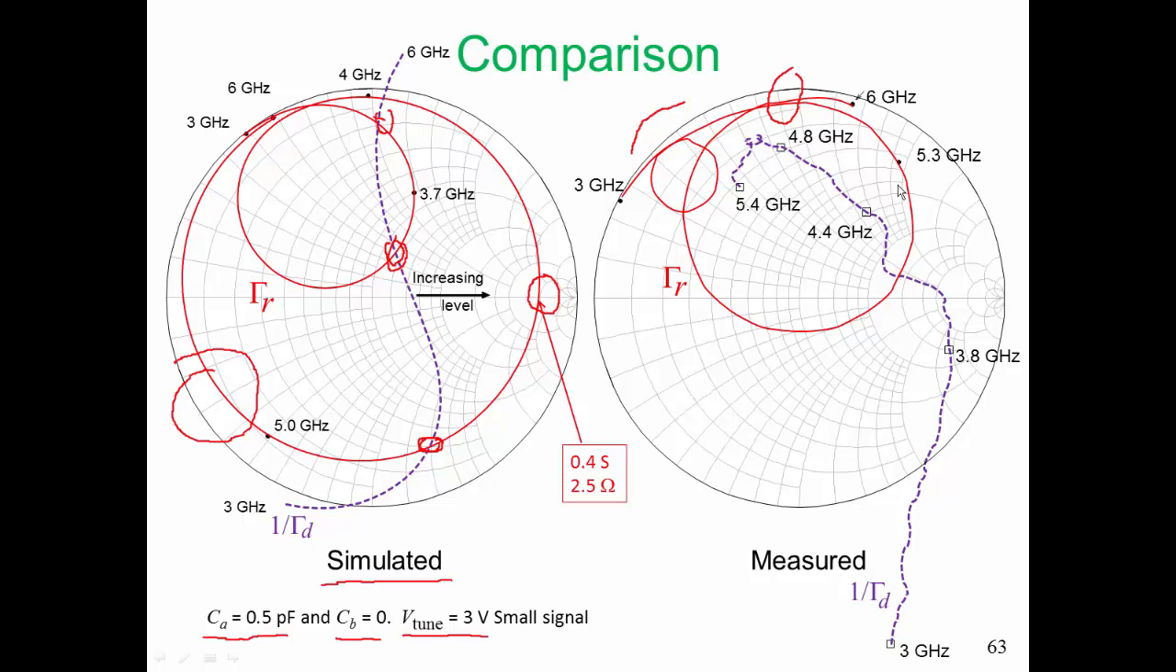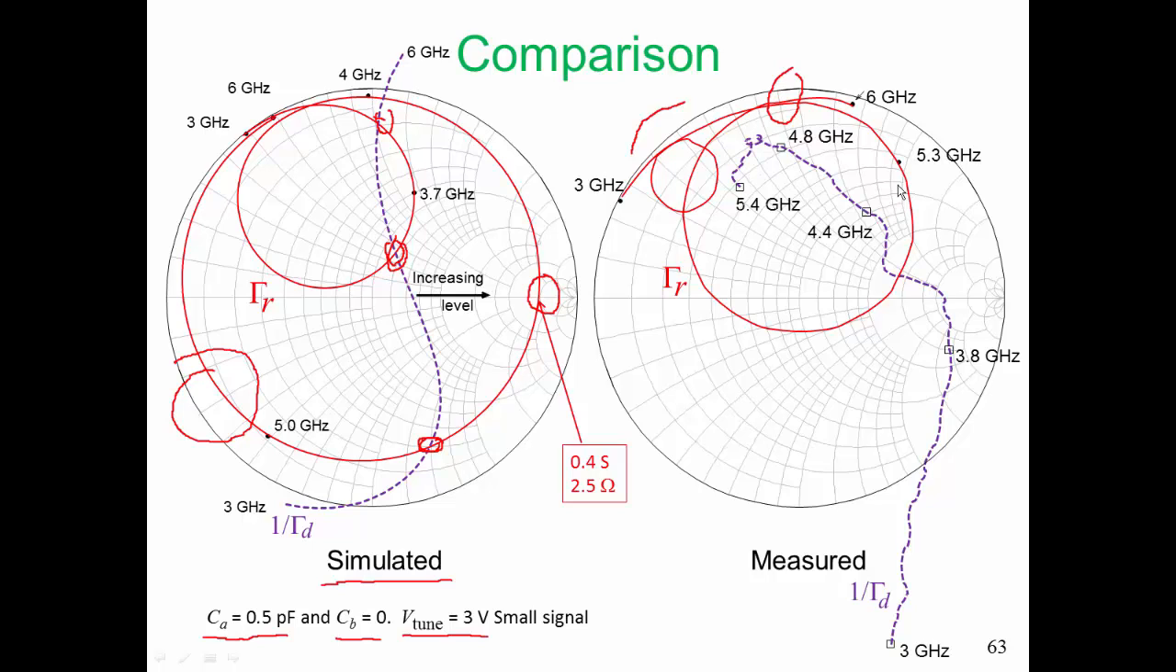Now, I did say that we have introduced some parasitics in our measurements, and we've dampened down the resonance, and that's the reason why those red gamma R curves look a little bit different. But we've also introduced parasitics into our active network, and so the measurement we have here of 1 over gamma D, the small signal measurement of 1 over gamma D, is not likely to be correct as well.